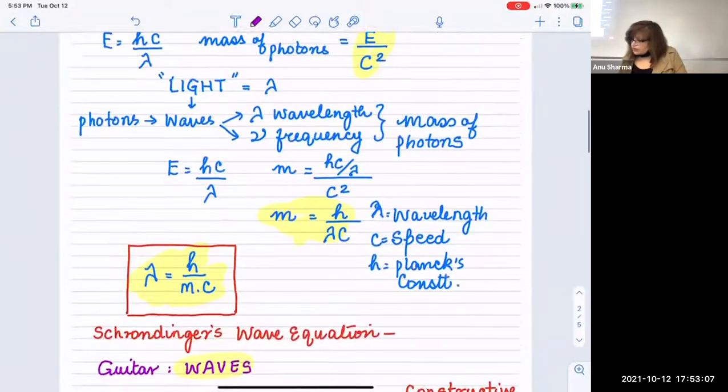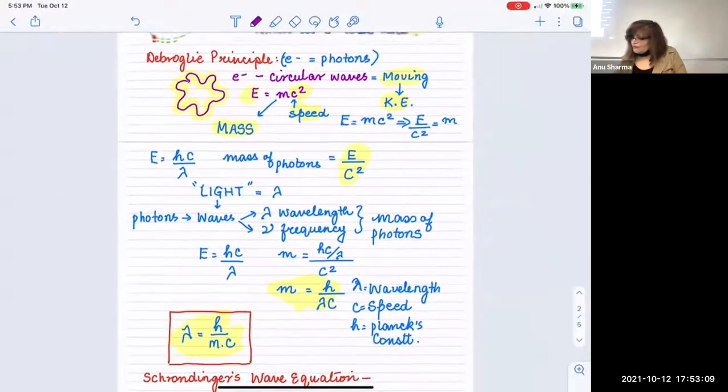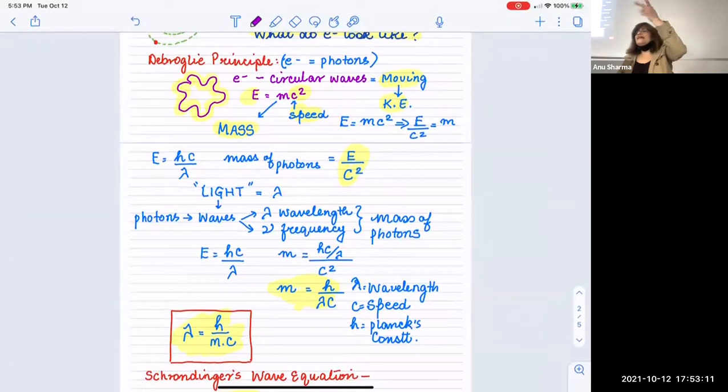De Broglie also used a whole bunch of math to prove that they exist like waves. So now, mathematics, here's the thing, math is such a pure science. You can prove a lot of things just by math.